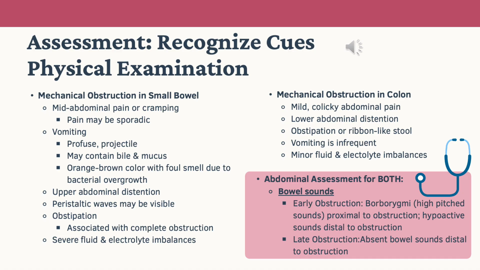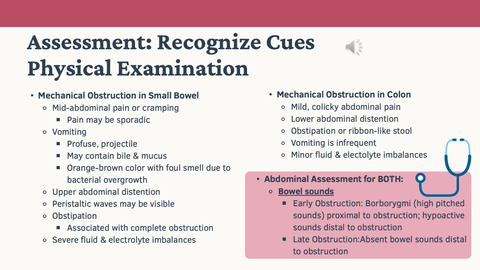For a mechanical obstruction in the large bowel or the colon, the symptoms tend to be less dramatic, but they're still concerning. Here, the patients may describe mild, kind of colicky abdominal pain that's intermittent, and it's going to be localized to the lower abdomen. Lower abdominal distension is a very common finding in these patients, and our patients may also experience obstipation, or in cases of a partial obstruction, they may be passing ribbon-like stools.